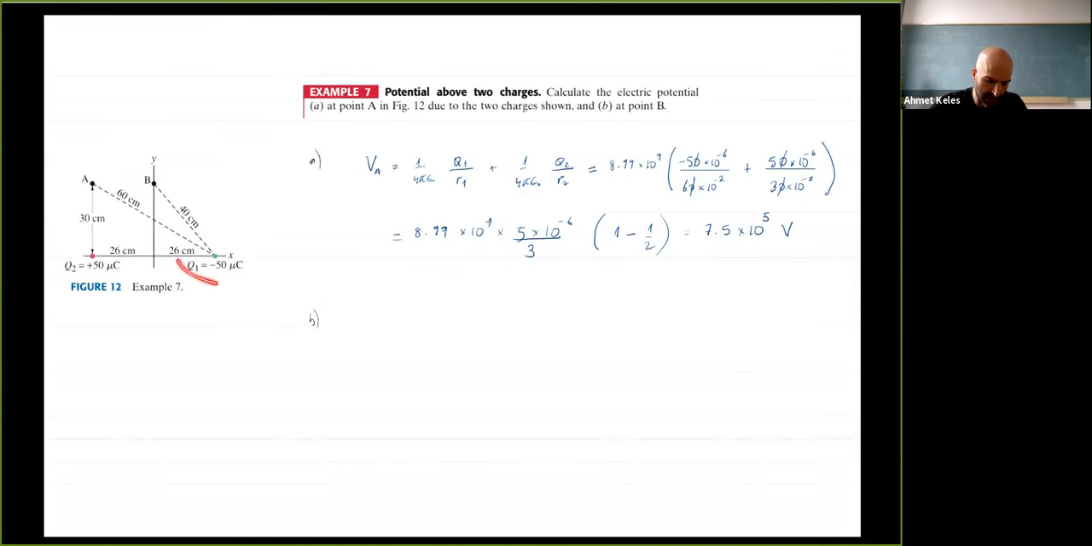All right. Charges are minus. So the distance is like, this is 40, then that's also 40, right?